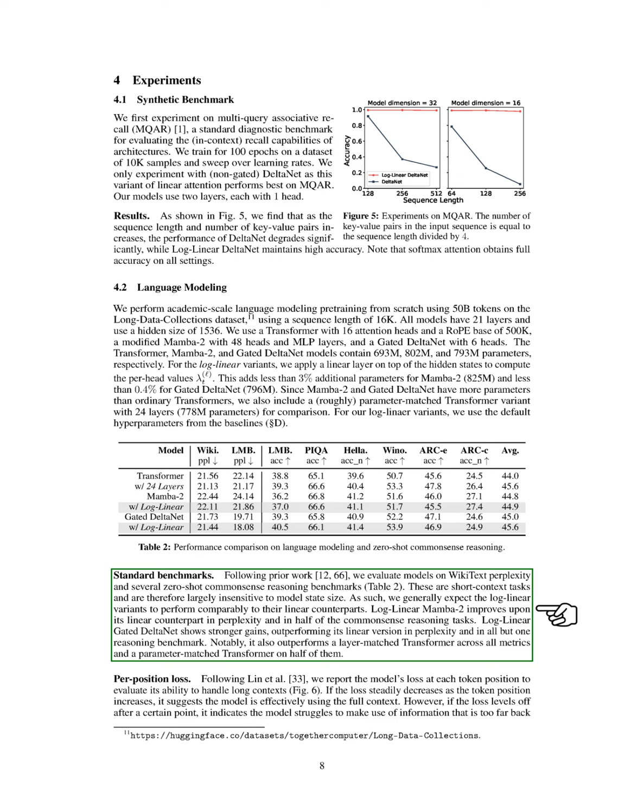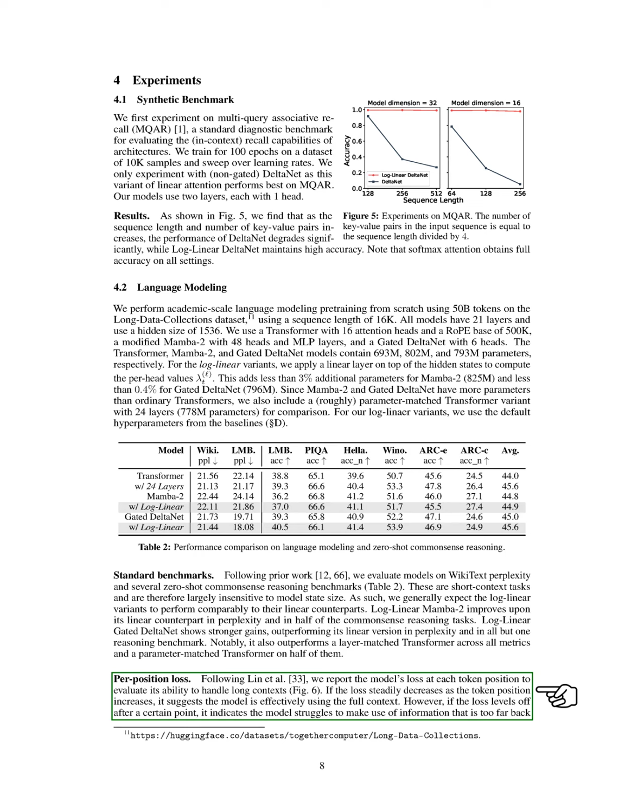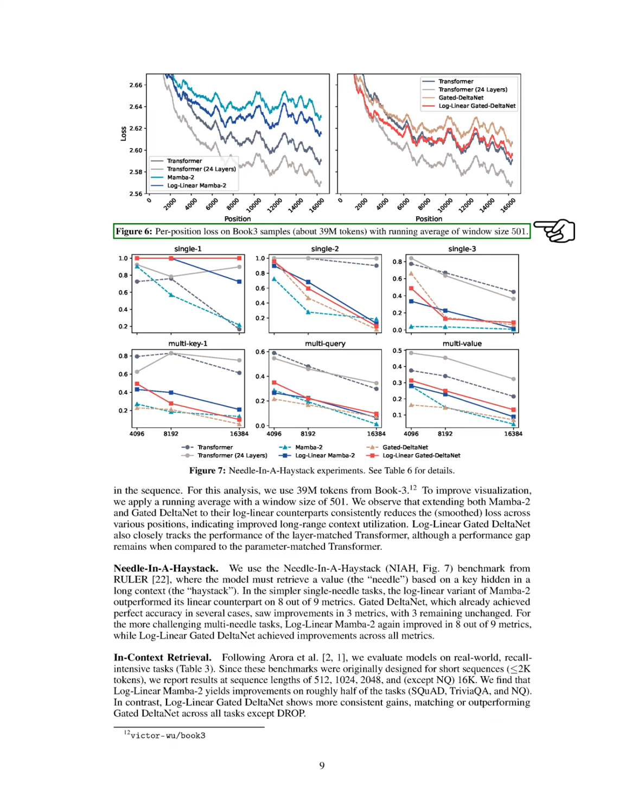Next, we analyze the model's loss at each token position to assess its ability to manage long contexts. If the loss decreases as we move through the token positions, it indicates effective use of the full context. We use 39 million tokens from BOOK3 and apply a running average for better visualization. We observe that both Mamba 2 and gated DeltaNet in their log-linear forms consistently reduce the loss across positions, suggesting better long-range context utilization. However, there remains a performance gap when comparing gated DeltaNet to the parameter-matched transformer.